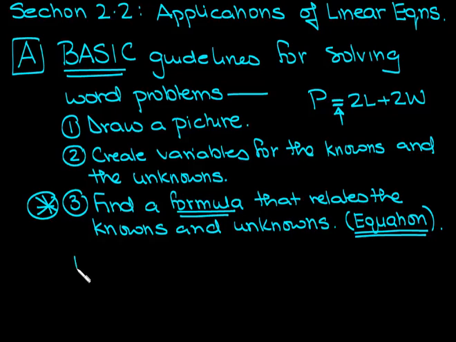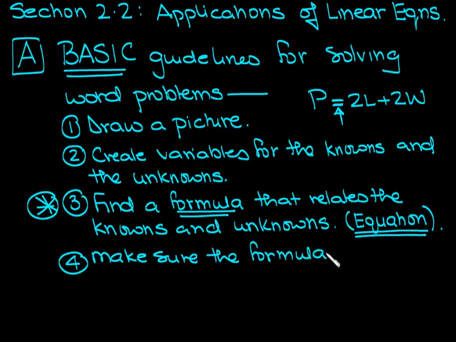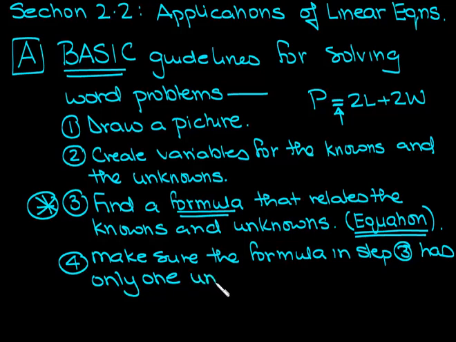The next thing we want to do is we want to make sure the formula in step 3 has only one unknown. So like for example, this formula right here has 3 unknowns: perimeter, length, and width. So somehow we want to use some of the information that they've provided us in the problem to get rid of at least 2 of these unknowns.